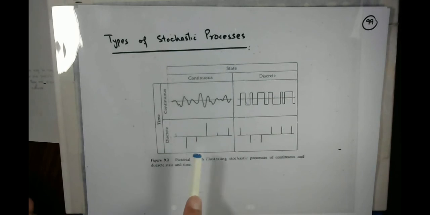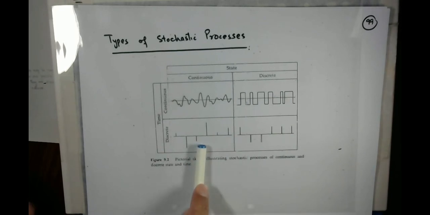What about an example for this type, discrete time continuous state process? Here the example is temperature at the end of the nth hour of a day.